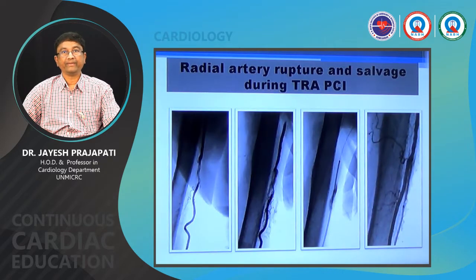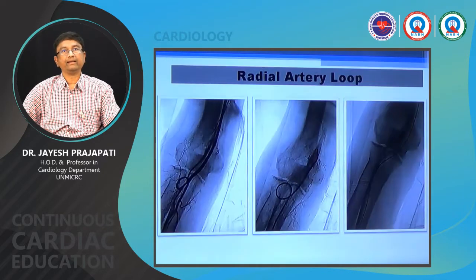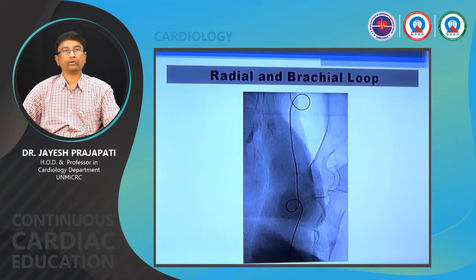Radial artery spasm. Suppose the patient develops spasm, you have to give the cocktail again, or you can sedate the patient with midazolam. Sometimes you rupture the radial artery like this. Do not be panicky. Just put a wire, keep the balloon inflated. Usually that kind of seals off. So this kind of loop you can negotiate by PTCA wire and balloon assisted technique, and you can go through this.